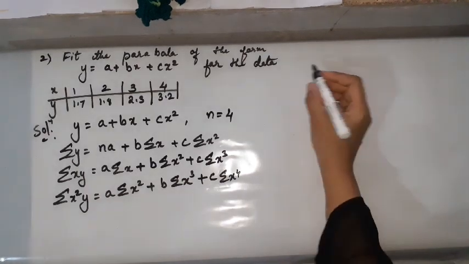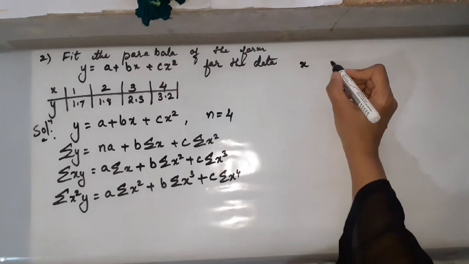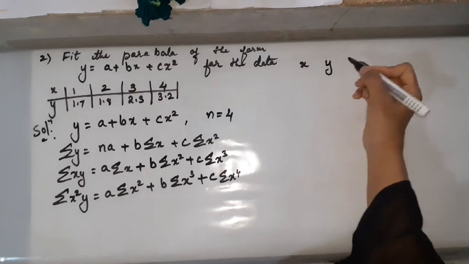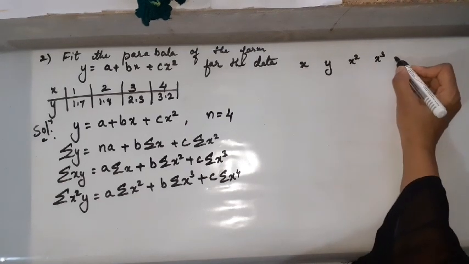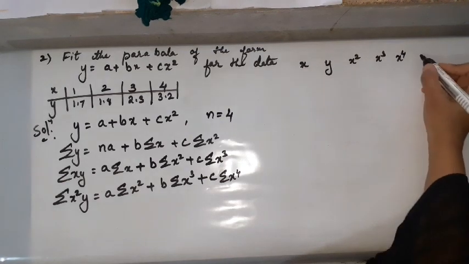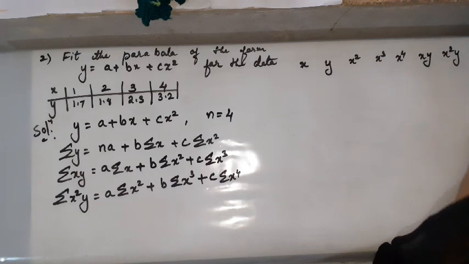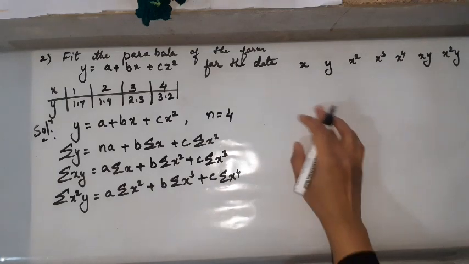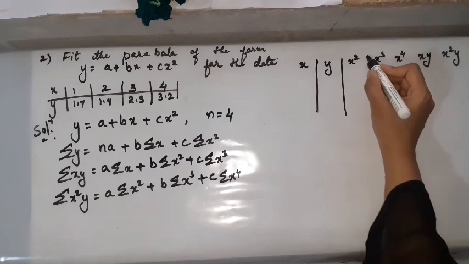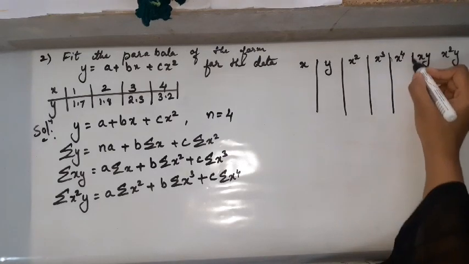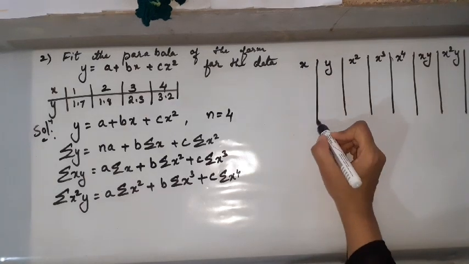Okay. So let us tabulate. First make x. You need summation x. So x column. You need summation y column. You need x square, x cube, x to the power 4. You also need xy. You need x square y. These are the values required in your normal equations. So let us draw the table to get all the values there. Okay. Draw the table like this.